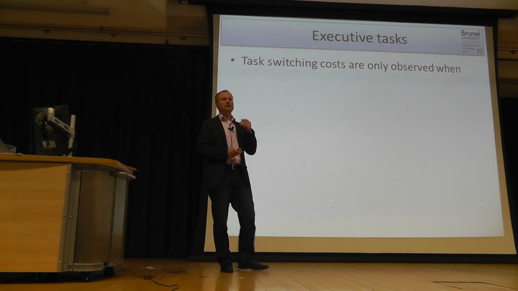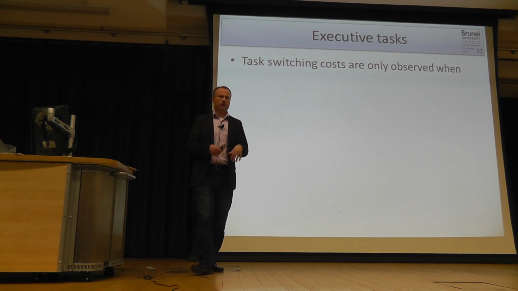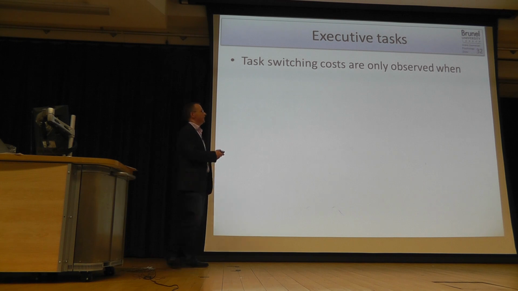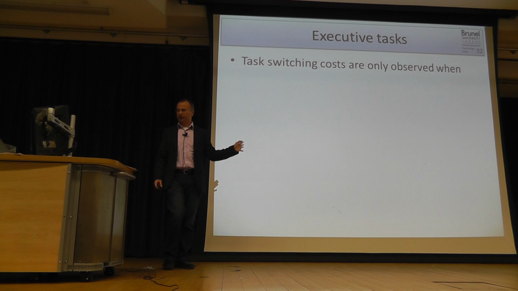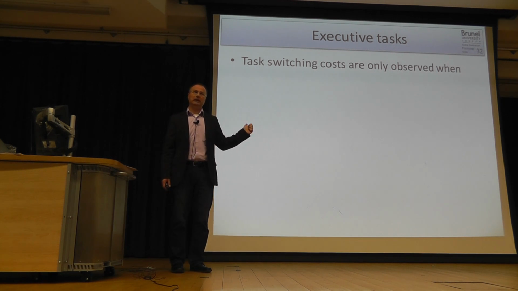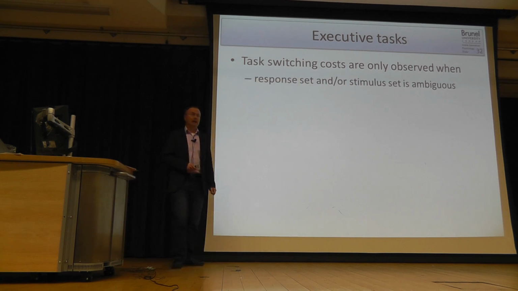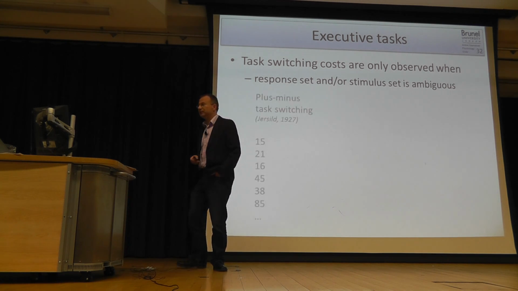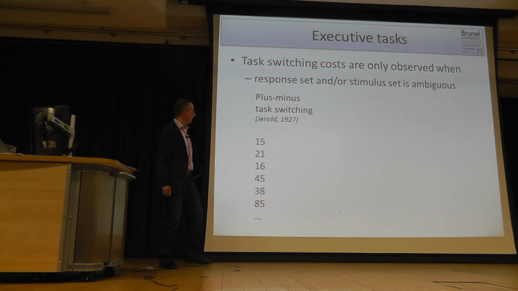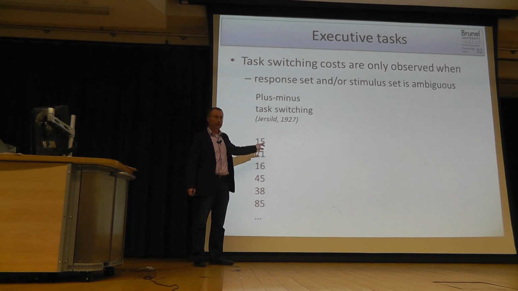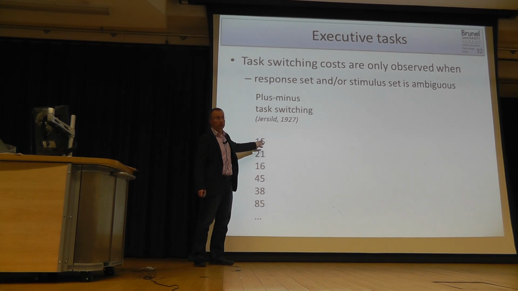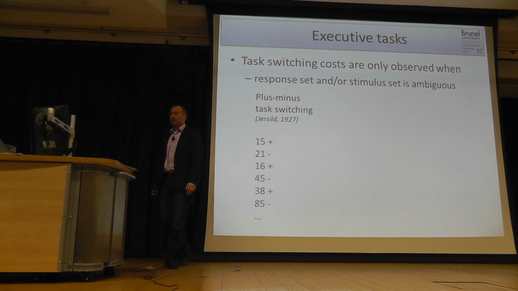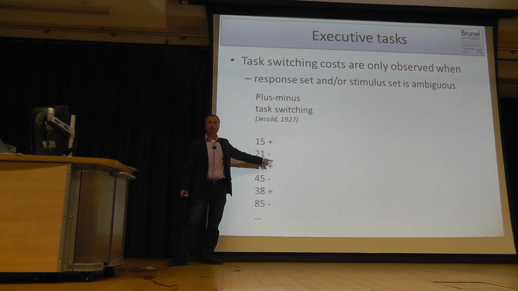However, the task switching paradigm is a little bit of a funny thing, because from everyday life a lot of people would say, yeah, switching between tasks may be demanding. However, when you do that in an experimental setting, you observe task switching costs only under certain circumstances: when your response set and/or your stimulus set is ambiguous. What does that mean? In Jersild's original study, you can do both tasks, addition and subtraction, with all the stimuli. So the stimulus is ambiguous with respect to what you are doing. The funny thing is, just add the operator for the participant, showing what he has to do with every number, and your task switching costs go away.